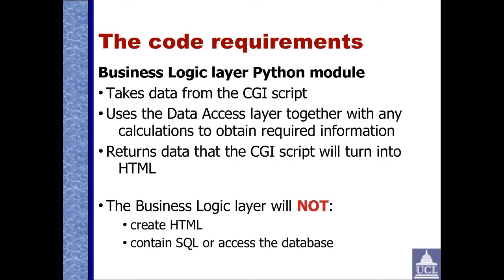Similarly, the business logic layer Python module simply takes data that's been provided to it by the CGI script. It uses the data access layer together with any calculations it needs to perform to obtain the required information, and returns those data to the CGI script in a way that the CGI script will then turn into HTML. So the business logic layer will not generate HTML, it will not contain any SQL, and it will not access the database. However, it will access the data access layer.